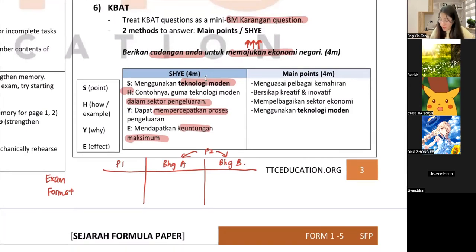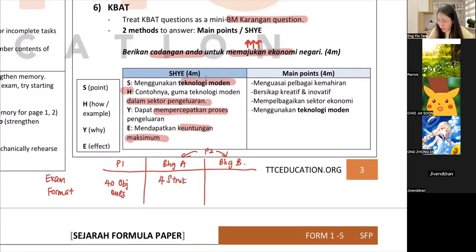Sejarah paper 1, how many questions? 40 objective questions. You know what objective is? Circle one. Paper 2, you have Bahagian A and Bahagian B. So Bahagian A, how many questions? Sorry, I have sinus, so I hope you guys don't mind. It's 4 structured questions. How many marks? 1 question, 10 marks.